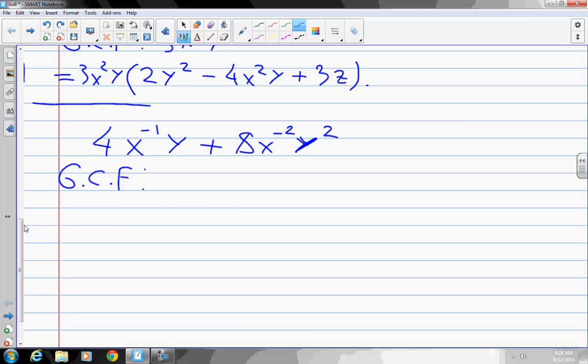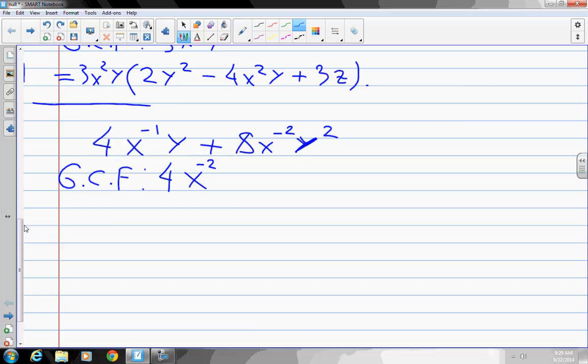So what is the greatest common factor? What is the numerical part? Well, okay, 4. Now x. There is x in every term. What is the smallest power of x? Negative 2. So you factor out x to the negative second power. Just stick to the smallest powers, always.